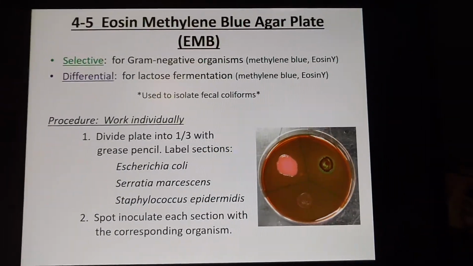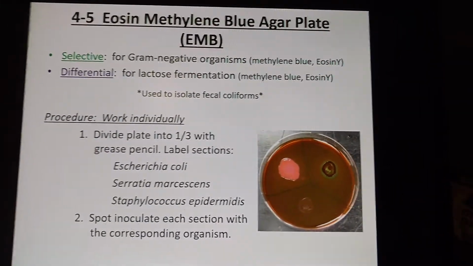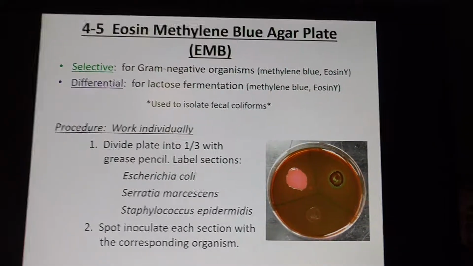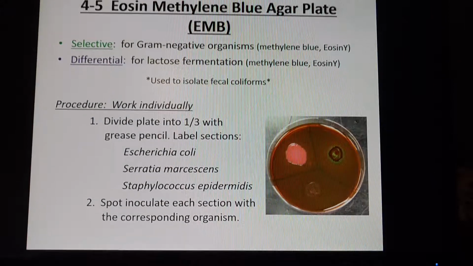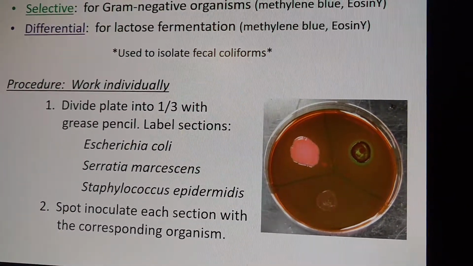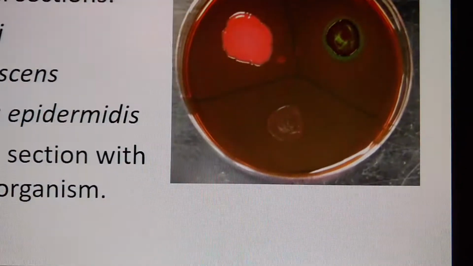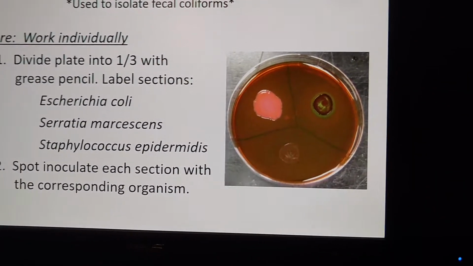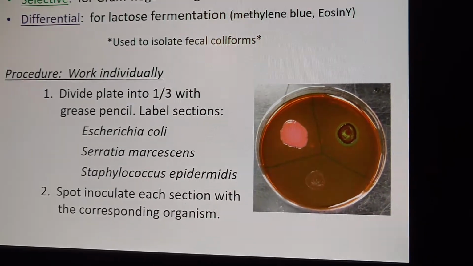EMB has the same particular use. It's mostly used to isolate fecal coliforms like E. coli. Same selective and differential characteristics. They're just going to look different. This one has E. coli, Serratia marcescens, and Staph epi. Now, it looks like there's a little bit of growth, and maybe that's just where it was spot inoculated. There shouldn't be any growth of Staph epi since it's gram-positive.